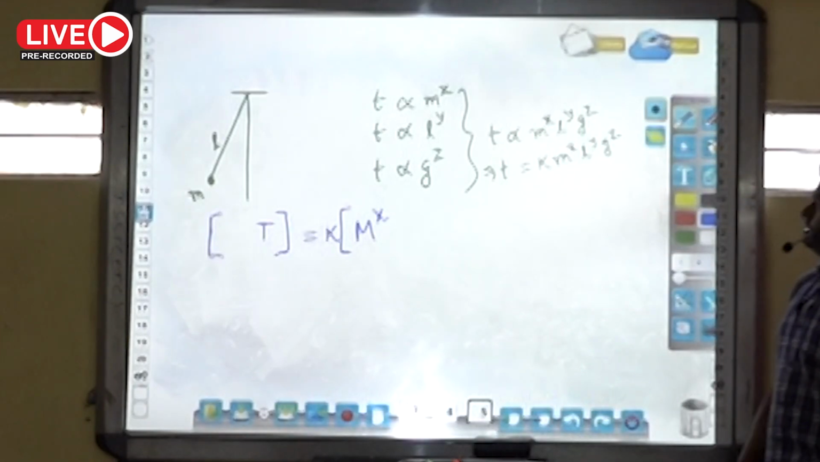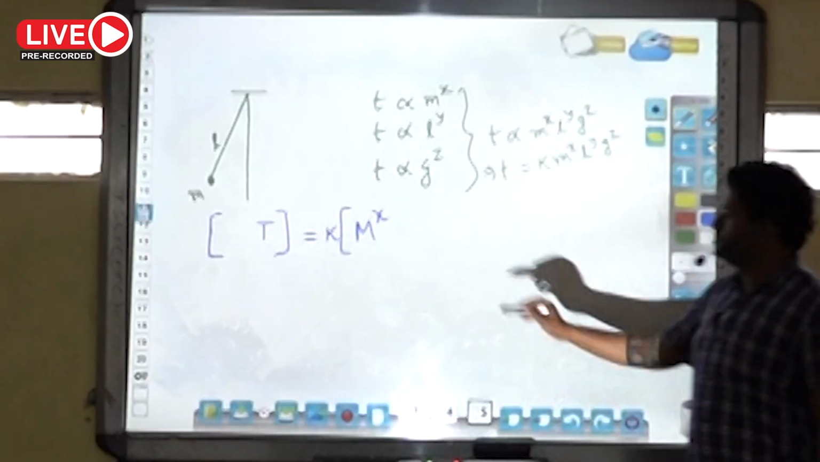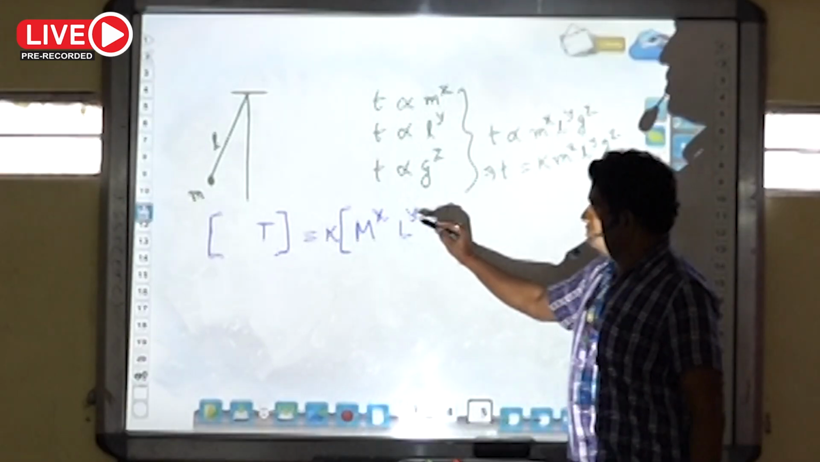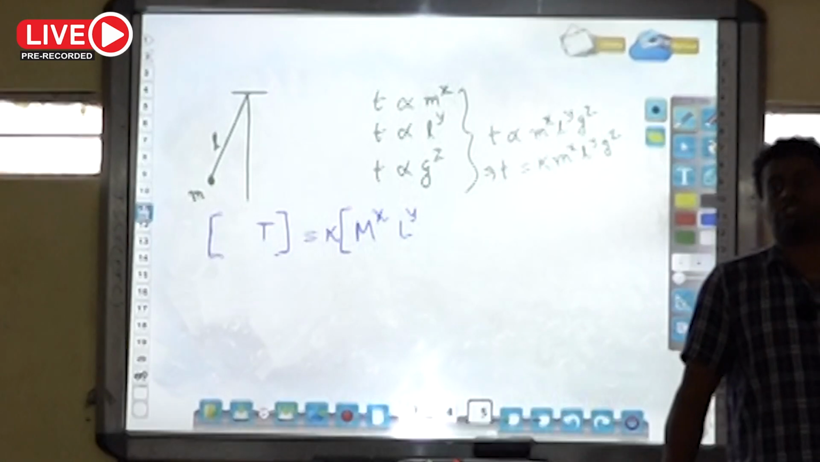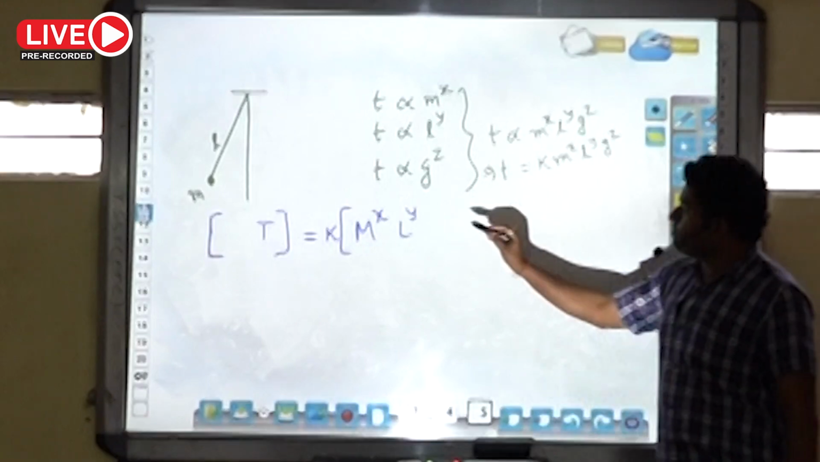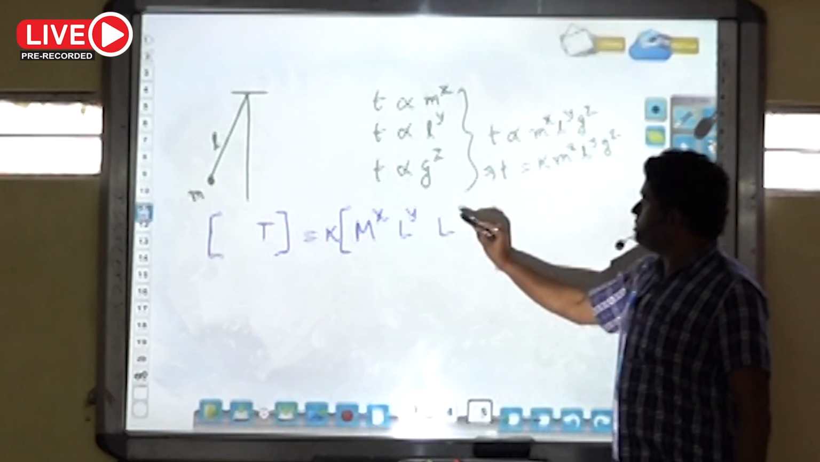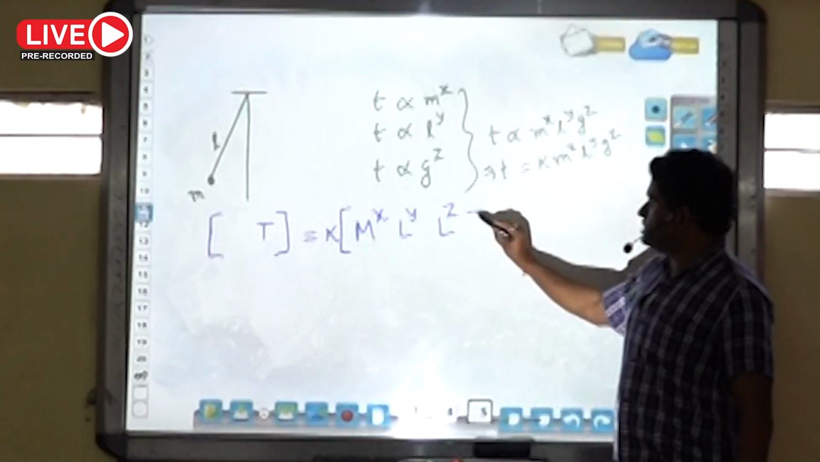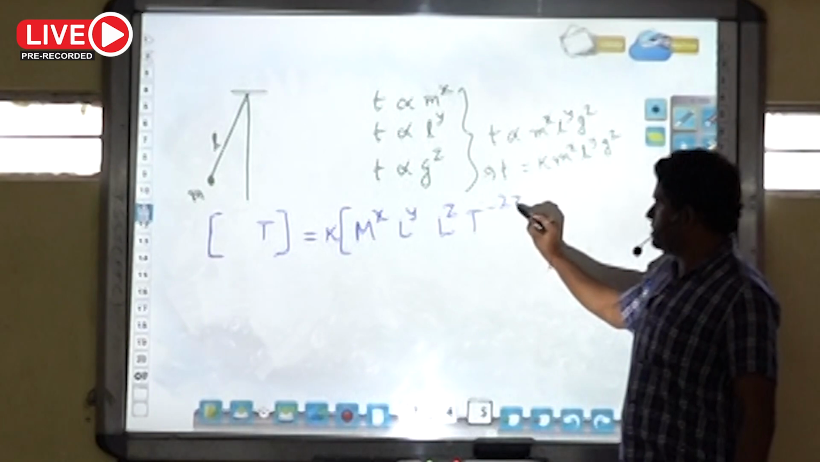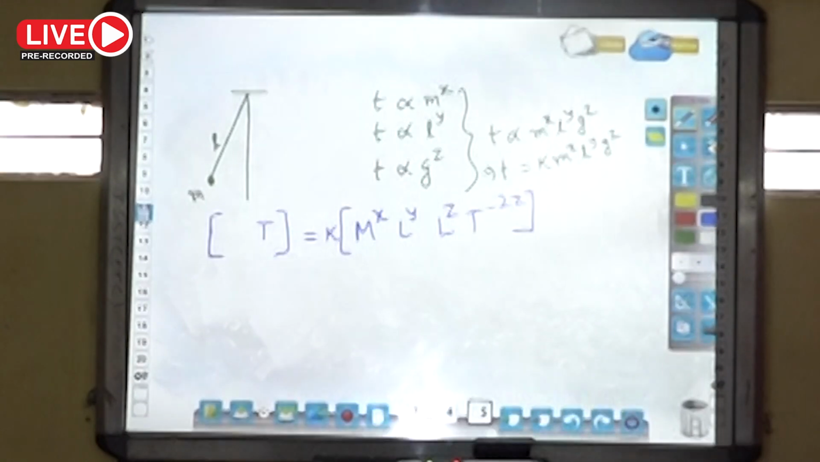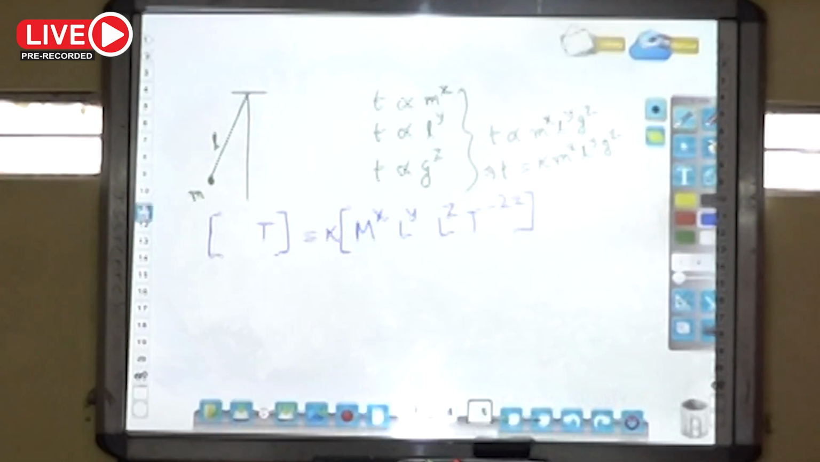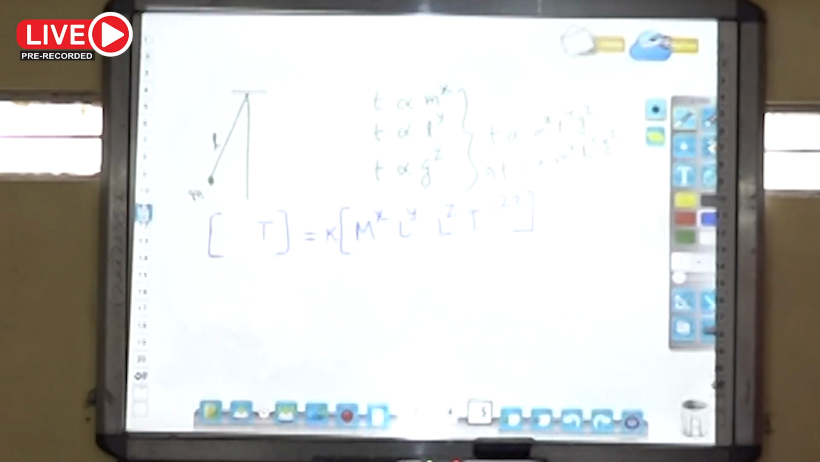Then length. Length is again L, so it is L to the power y. g is acceleration due to gravity, which means L to the power minus 2. So it will be L to the power z into t to the power minus 2z, the powers of g. In place of g, write L t to the power minus 2, then whole to the power z. It will be L to the power z into t to the power minus 2z.